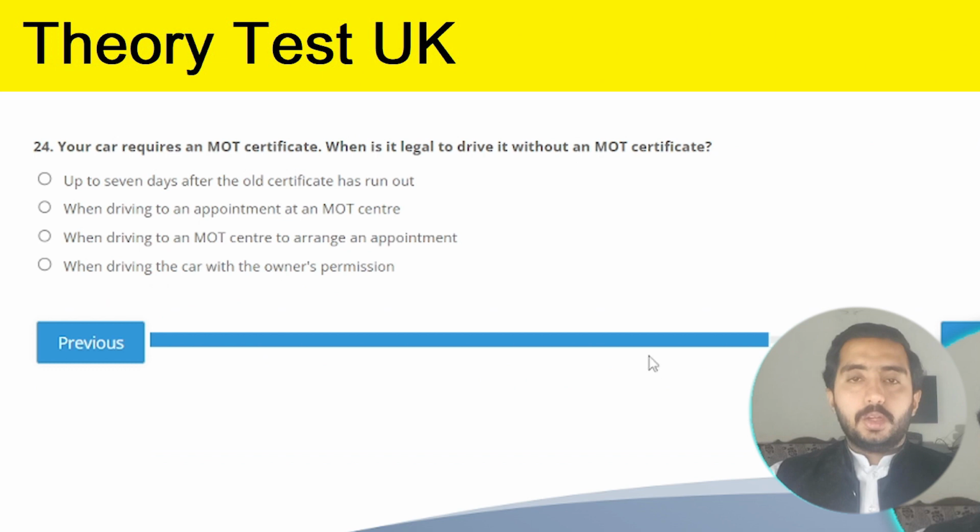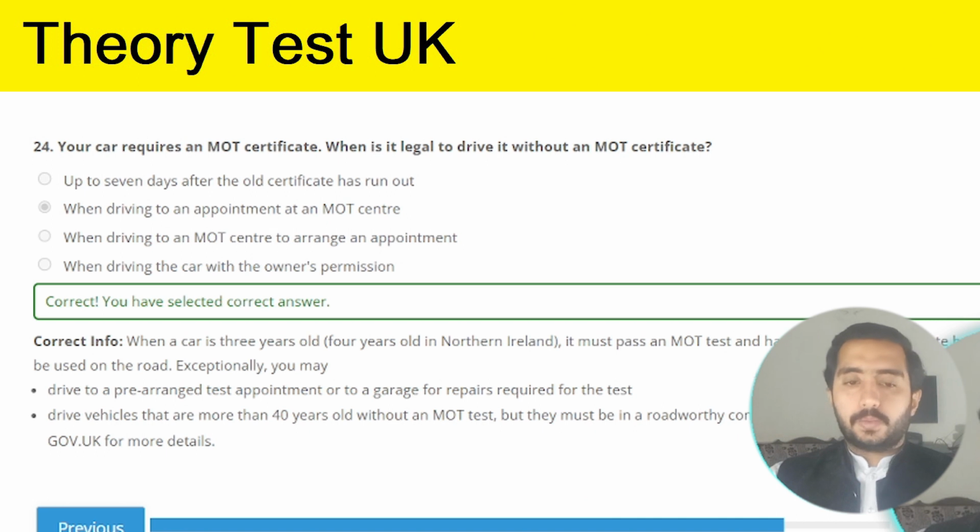Next question. Question number 24. Your car requires an MOT certificate. Is it legal to drive it without an MOT certificate? It is legal when driving to an appointment at an MOT center. Option B is the correct one.